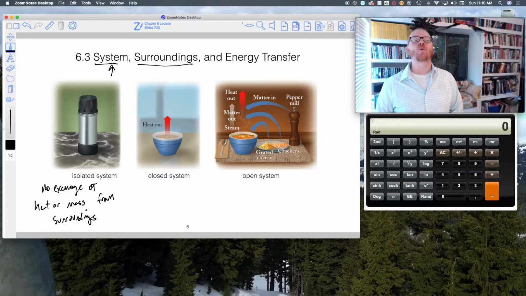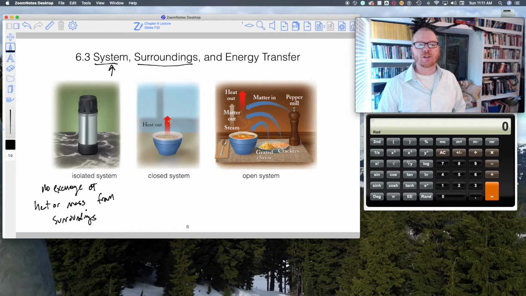However, that heat will be trapped in the isolated system. It won't make it out, okay? So we'd have to have some type of thermometer or something in there to see what's going on. We have no idea what's going on inside of an isolated system.